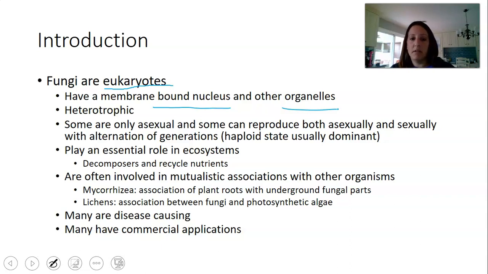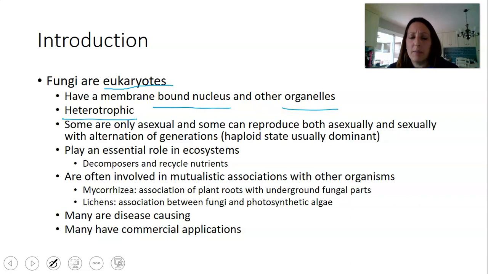Other organelles like mitochondria, the endoplasmic reticulum, the Golgi apparatus, ribosomes, those are all going to be found in fungal cells as well. What we won't find are chloroplasts because fungi are heterotrophic. They're not autotrophs, so they cannot make their own food. They do not possess chloroplasts. Instead, fungi are going to be other eating, which the term heterotrophic literally means. They rely on other organisms for nutrition.